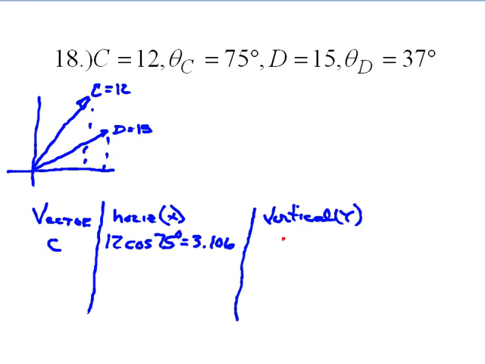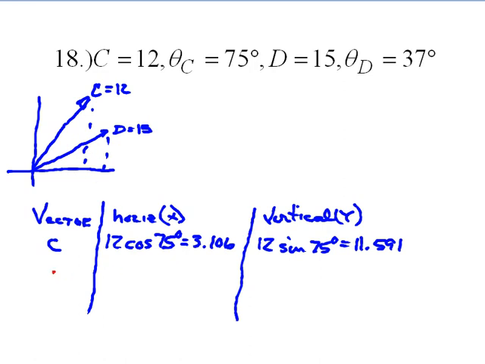Now the vertical value would be 12 sine 75 degrees, and that would equal 11.591. Both are positive, that makes sense. They're in the first quadrant.